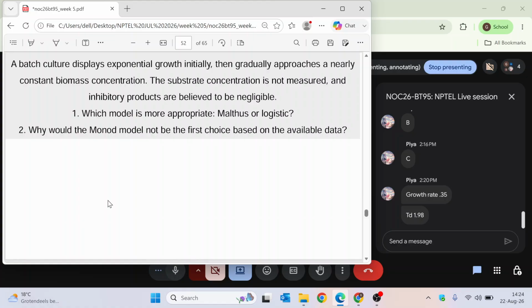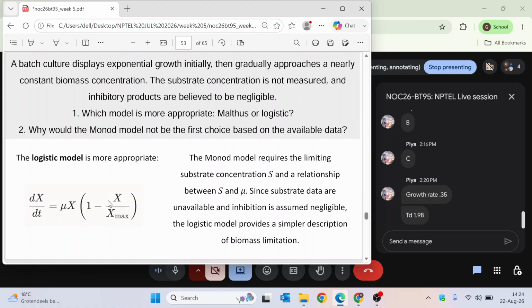Next is, a batch culture displays exponential growth initially, then gradually approaches a nearly constant biomass concentration. The substrate concentration is not measured and the inhibitory products are believed to be negligible. Which model is more appropriate here? Why would the Monod model not be the first choice based on the available data? So this we have discussed enough. We are telling that it's having exponential growth and it's going to reach a constant biomass concentration.